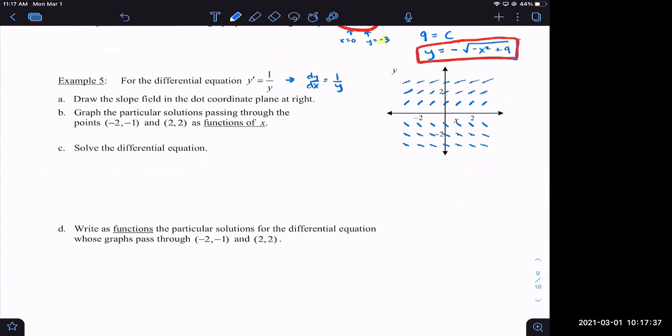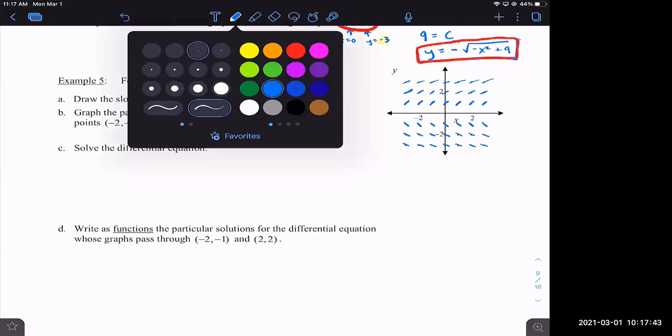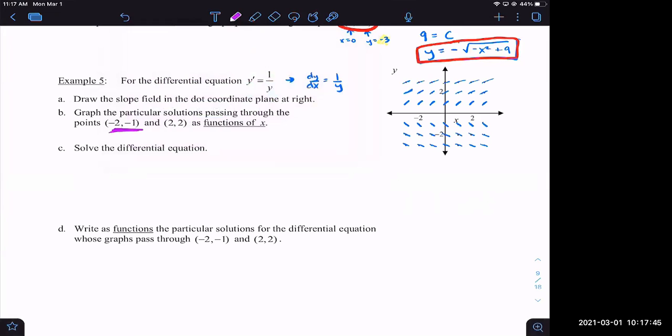Part B, they want us to graph the particular solution through those 2 points. Those are 2 separate particular solutions. So if I graph the particular solution through the point -2, -1, I'm going to plot a point there. I'm going to try to graph a function that would follow the slope field of this. I can't cross where it's undefined though. So it's going to go to where it's undefined, but I'd expect an open circle.